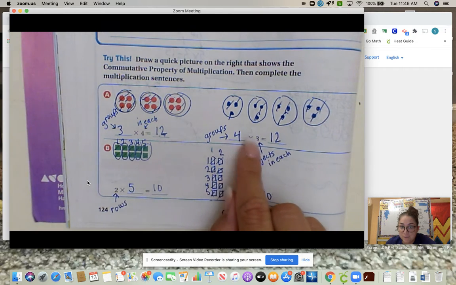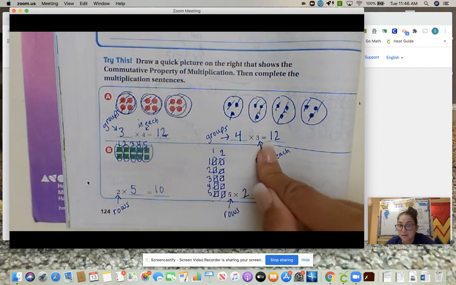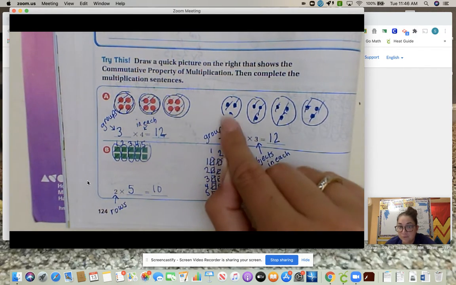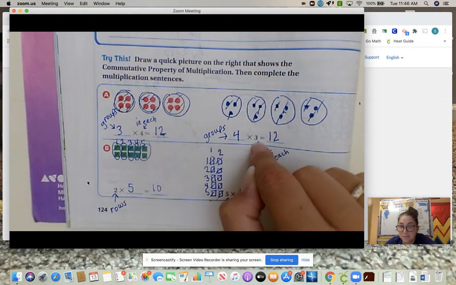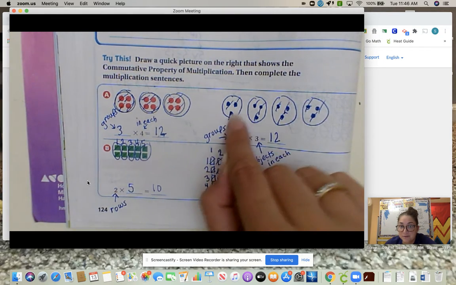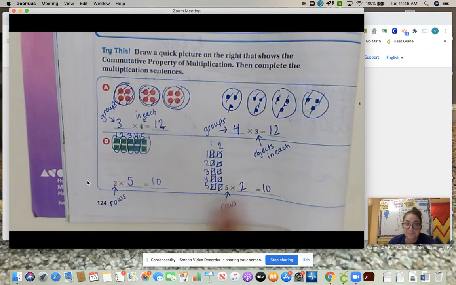So now write 4 times 3 equals 12. So now you know how many groups? 4. 1, 2, 3, 4. How many are going to be in each group? 3. 1, 2, 3. Fill it in.